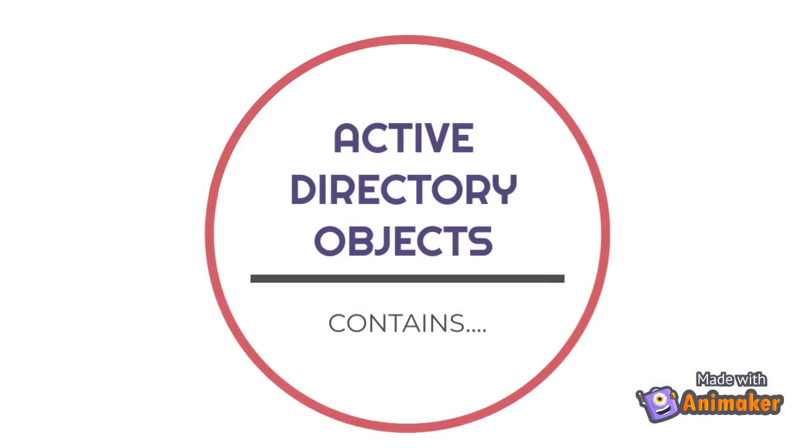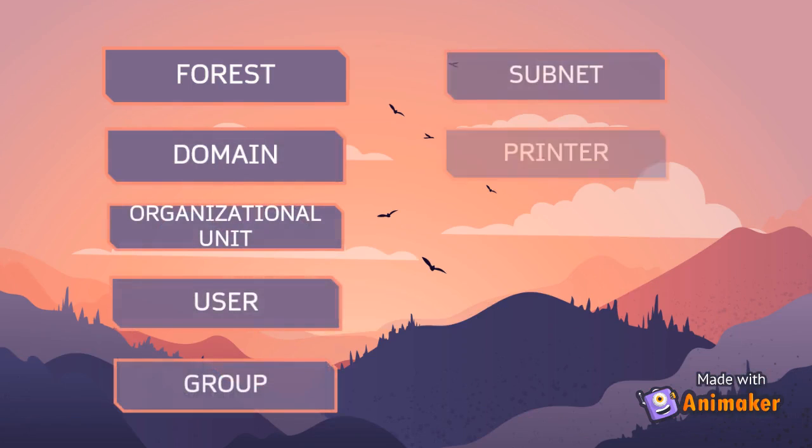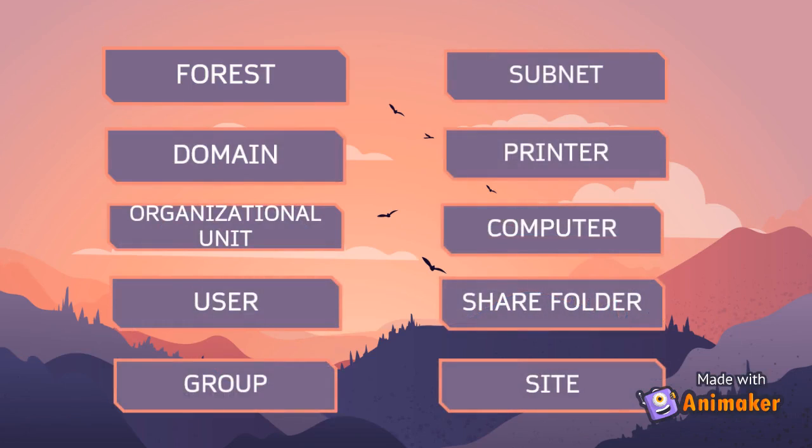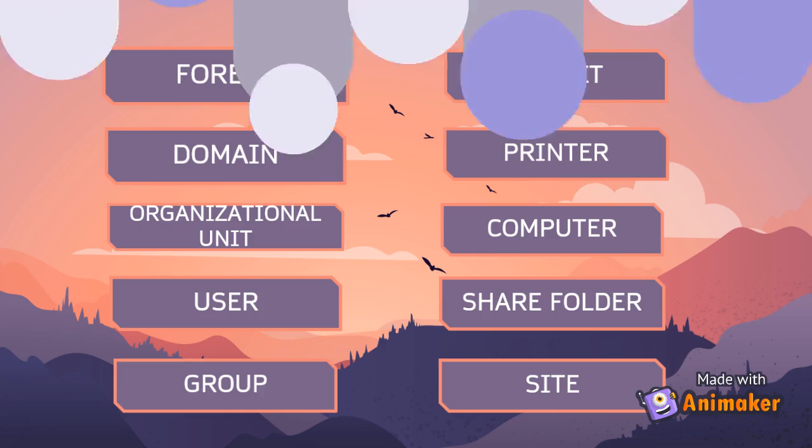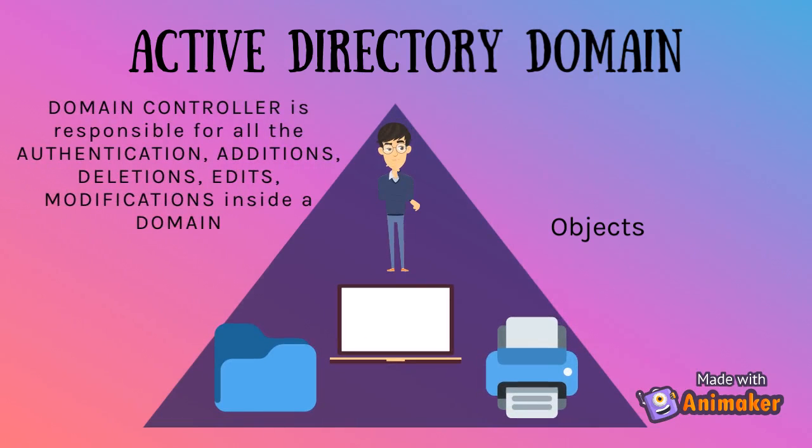So, what are the Active Directory's objects? Forests, domains, organizational units, users, groups, subnets, printers, computers, shared folders, and also sites. The domain controller is responsible for all the authentication, additions, deletions, edits, and modifications inside a domain.